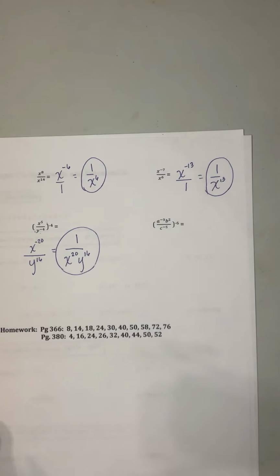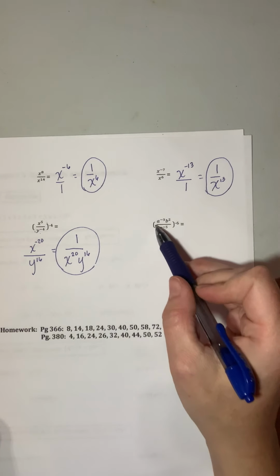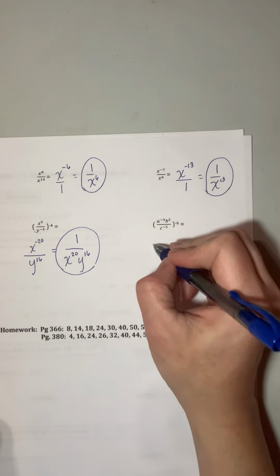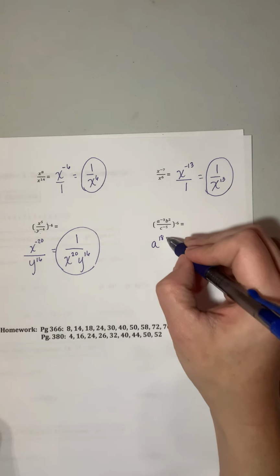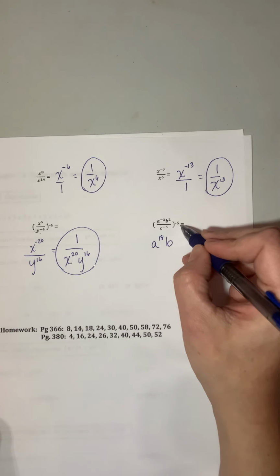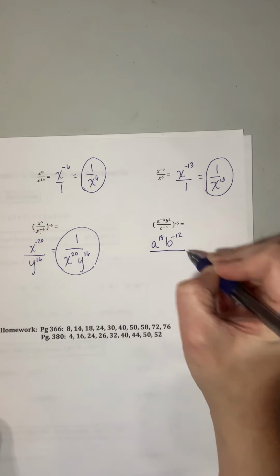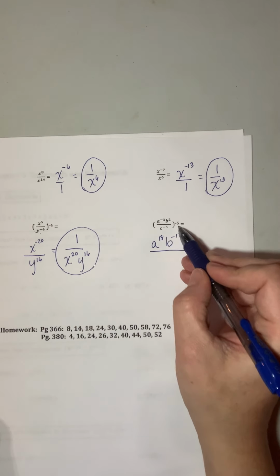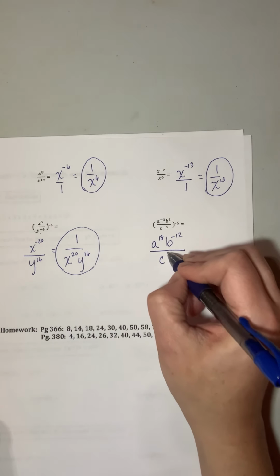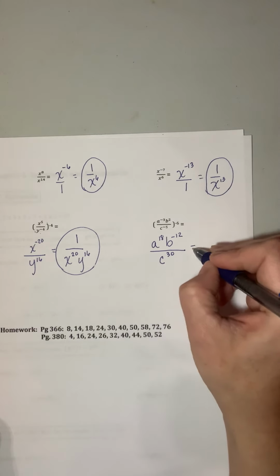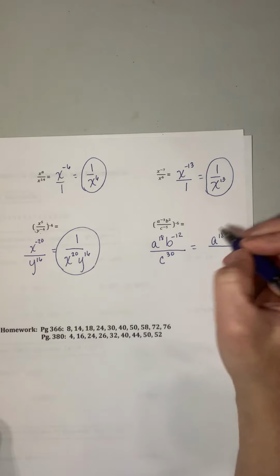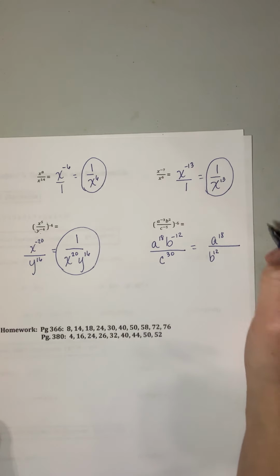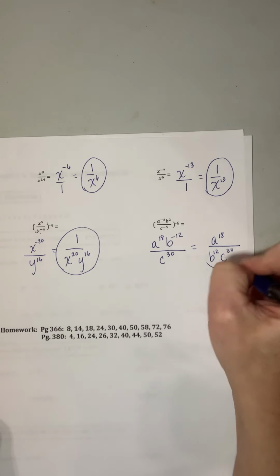Okay. a to the negative 3 to the negative 6 is a to the 18. B to the second to the negative 6 is negative 12. C to the negative 5 to the negative 6 is 30. So the a to the 18th is going to stay on the top. B to the 12th is going to go down. C stays at the bottom.